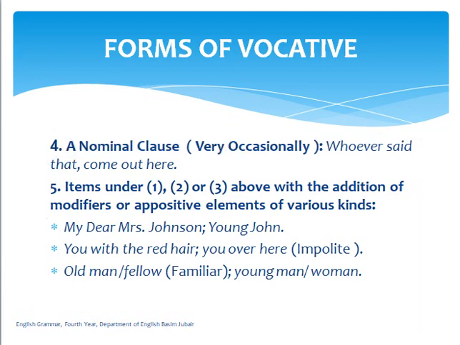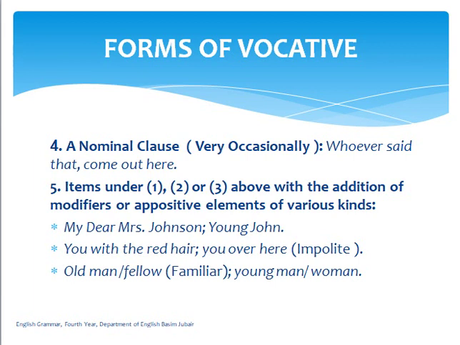Number four: nominal clause, which is very occasional. For example, "Whoever said that is my friend." "Whoever comes here is a good person." "Whoever I am his master, Ali is going to be his master." Man kuntu mawlāh fa-hādhā ʿAlī mawlāh. And so on. This is the form of the vocative which is the nominal clause.